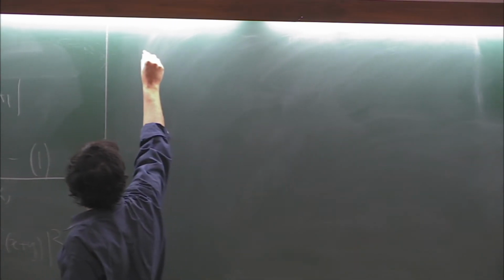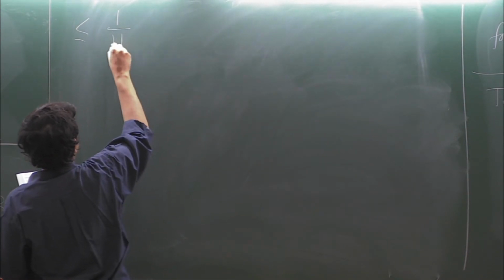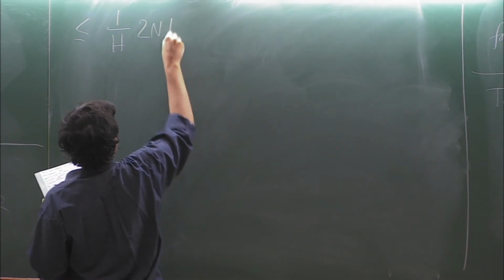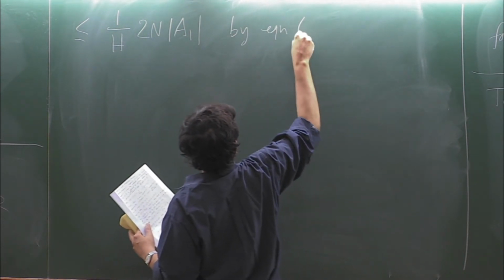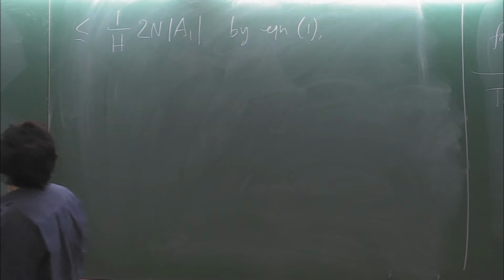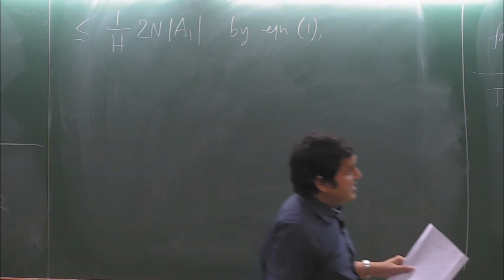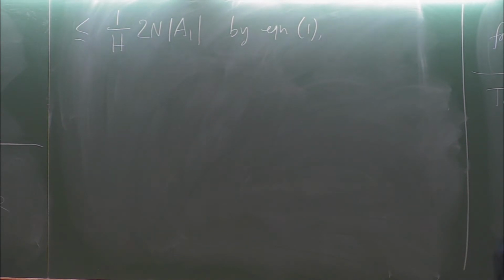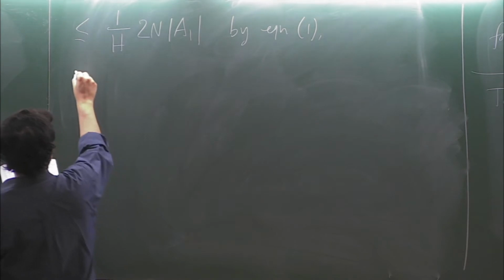So this is less than or equal to 1 by h to n size of A1 by equation 1. And now I need to worry about what capital H is, and that's a little technical, but it's classical number theory. So I will just quote two facts.